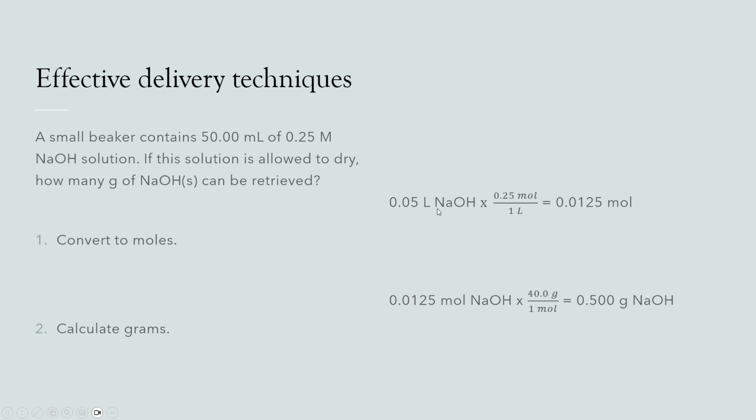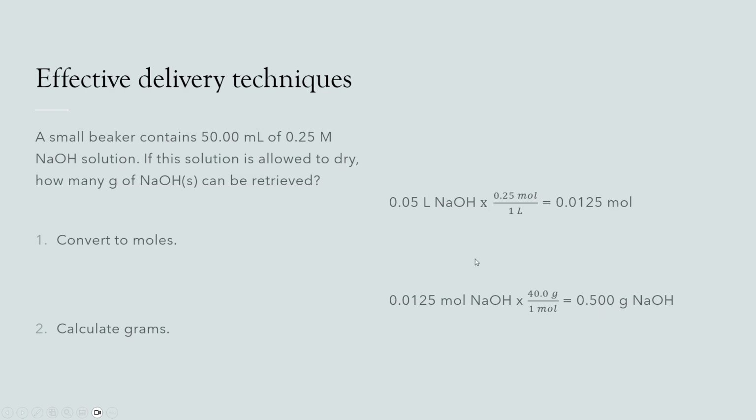So 0.05 liters of NaOH times 0.25 moles over 1 liter. Now, that's just the molarity, okay? Because there's 0.25 moles per 1 liter. And you just multiply those together and you'll get your moles, because the liters will cancel out. 0.0125 moles. And now all we have to do is do our molar conversion into grams. So 0.0125 moles of NaOH times the 40 grams, and the 40 grams is just the molar mass, over 1 mole, equals 0.5 grams of NaOH.